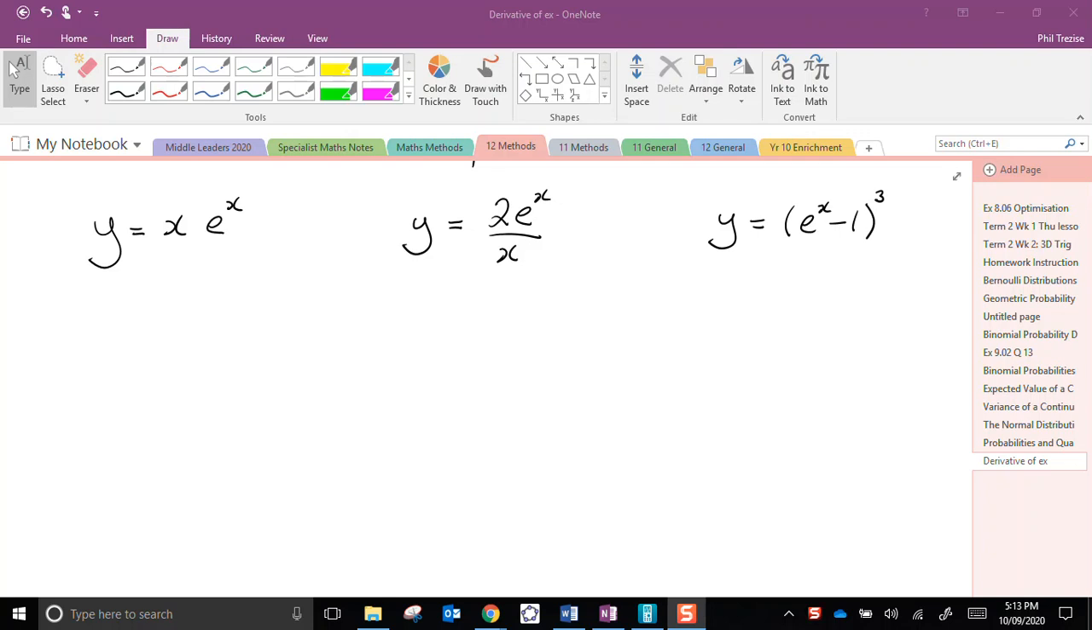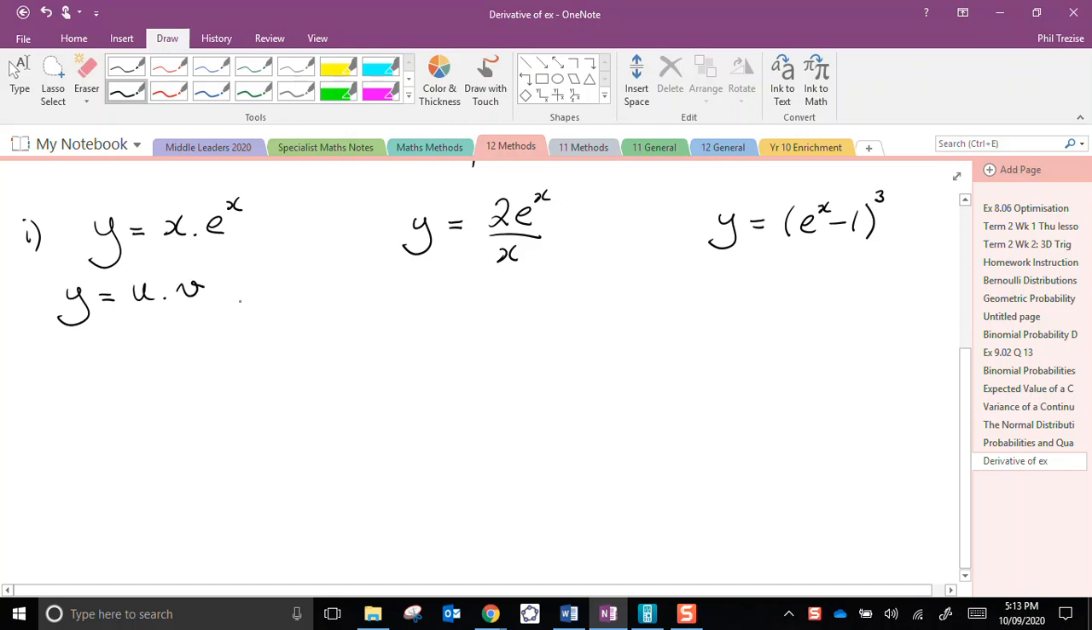Hi everyone. In this lesson we're going to look at taking derivatives of functions involving the exponential e to the x. So let's look at this first one over here. We've got y equals x multiplied by e to the power of x. Clearly this is a product rule situation, so I shall write this as u multiplied by v, where u equals x and v is e to the x.